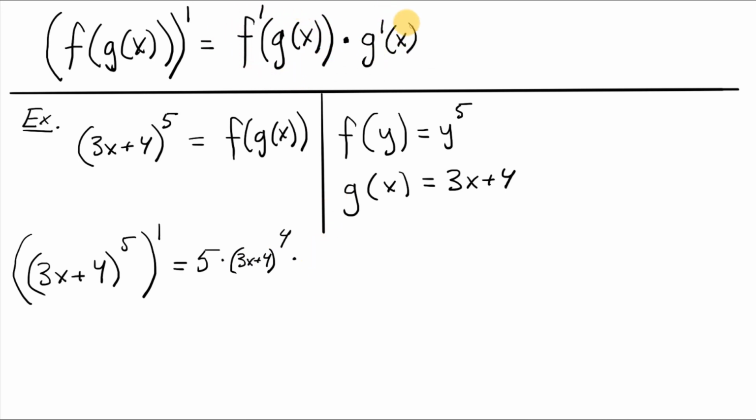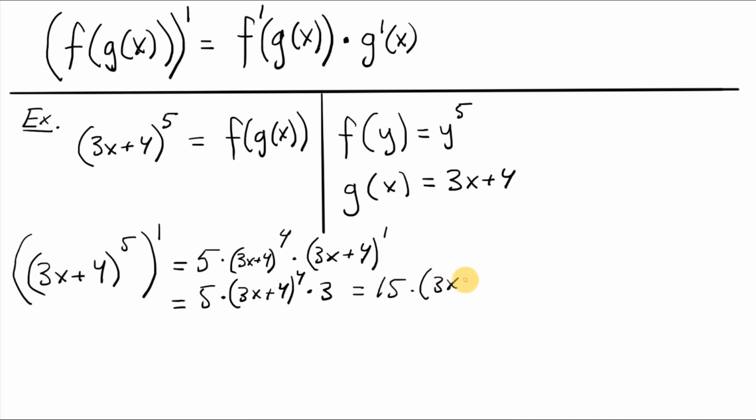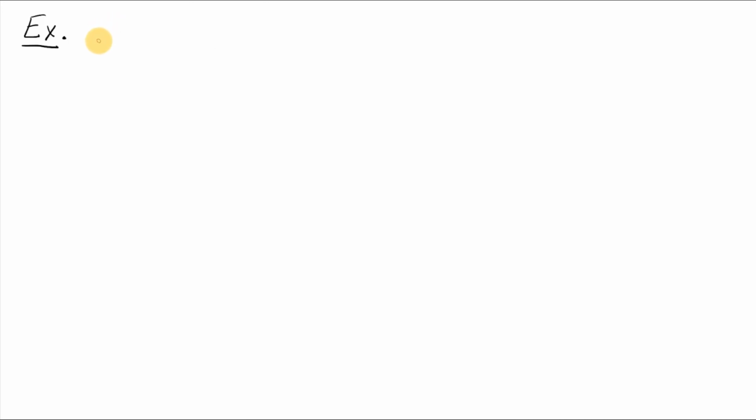Then we should take the derivative of g. And that's just taking the derivative of this one, which means taking the derivative of the one inside the parenthesis here. So this becomes 3, since that's just the slope of a straight line. And this we just keep at the moment. And then if you simplify, we get this.